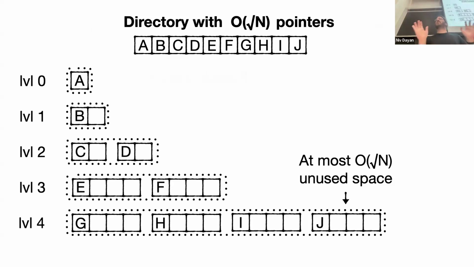Is that good with everybody? Good. Okay, so here is what the directory might actually look like. The directory has a pointer to the beginning of each one of the data blocks. So this one is pointing here, this B is pointing here, C and D are pointing here.